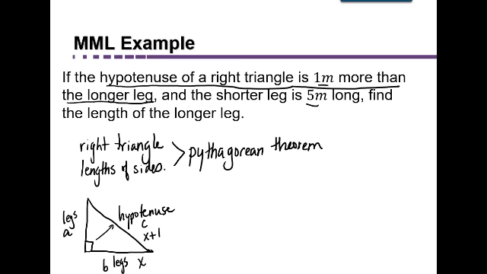And let me do this in a different color so it's easier to see. Okay, so if this is side x, this side would be x plus 1. And then the shorter leg is 5 meters long, period. So we can just label that 5. Find the length of the longer leg.